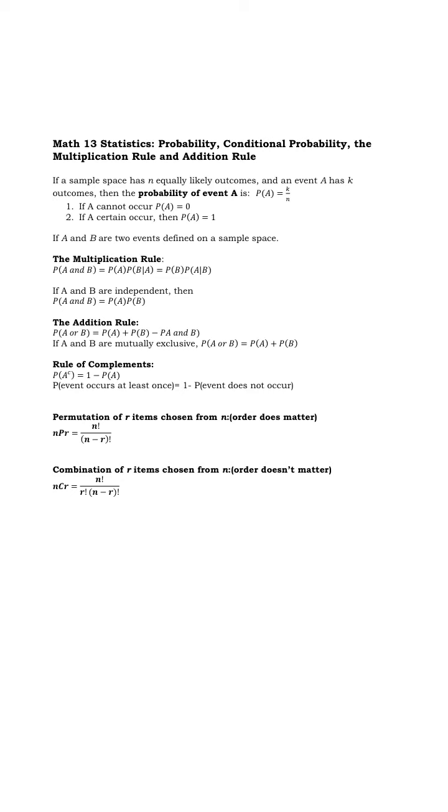I am going to explain some examples on finding the probability of an event A, and the multiplication rule, addition rule, rules of complements, permutation and combination.